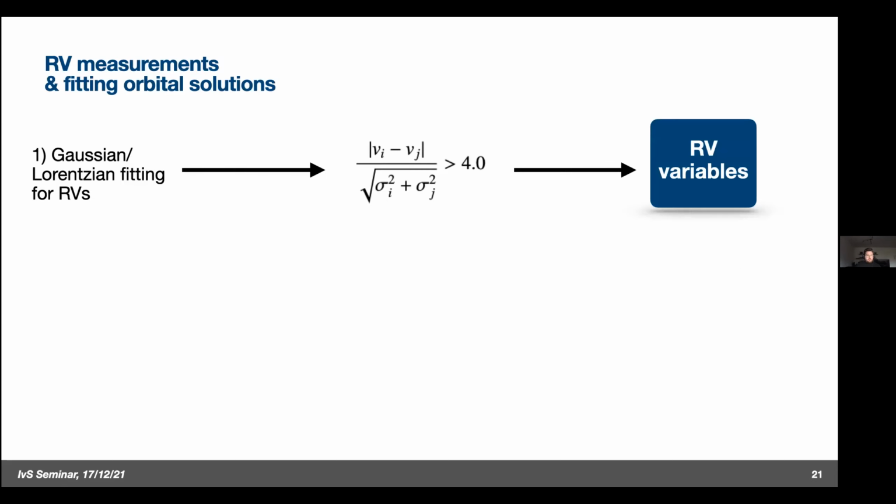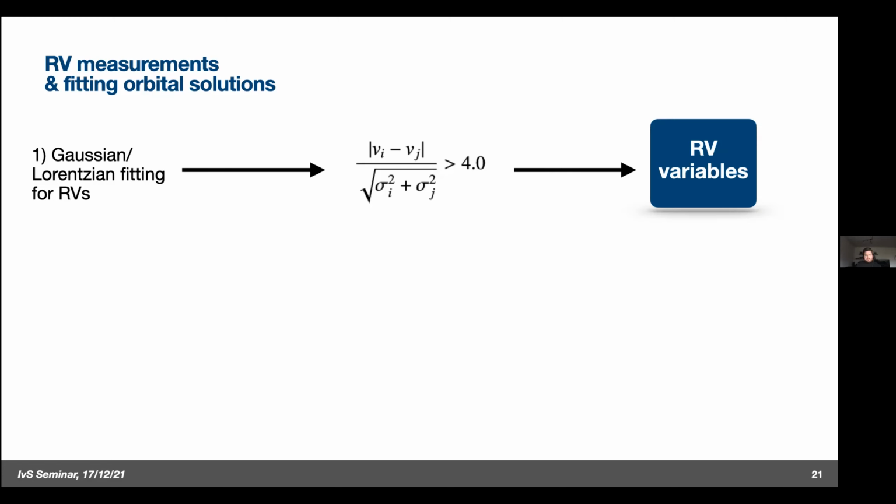Okay. So we've got our sample. We've got our targets. How do we identify which of these stars are binary systems, or are in binary systems, from the spectra that we retrieve from VLT FLAMES? Well, first we have to see whether these stars are variable in radial velocity or not. And how we do this is Gaussian or Lorentzian fitting of the radial velocities of the spectrum.